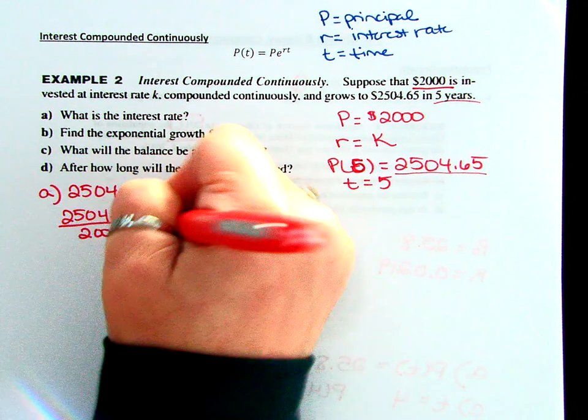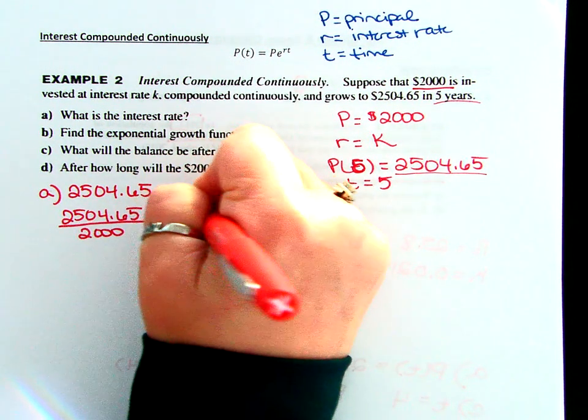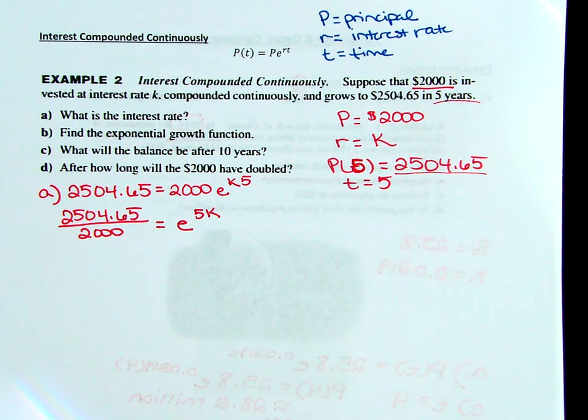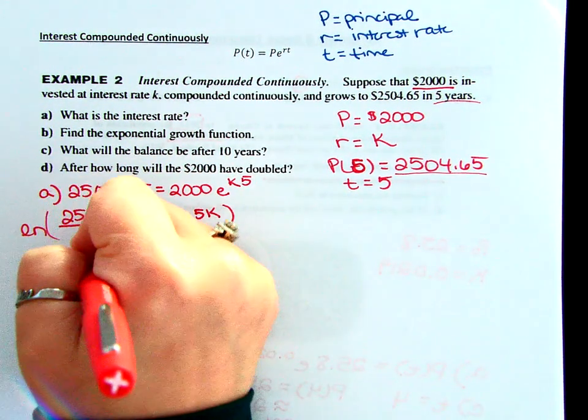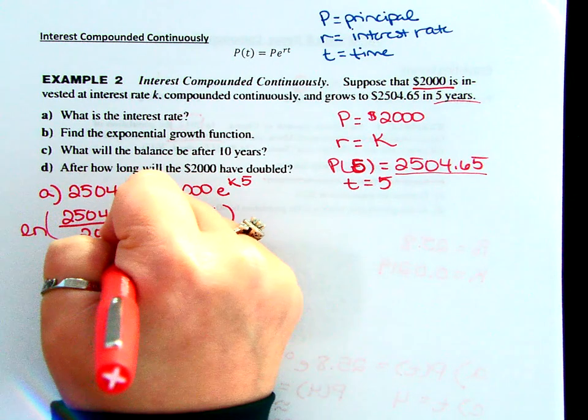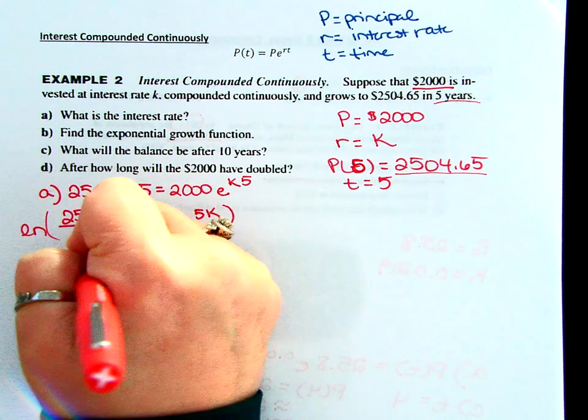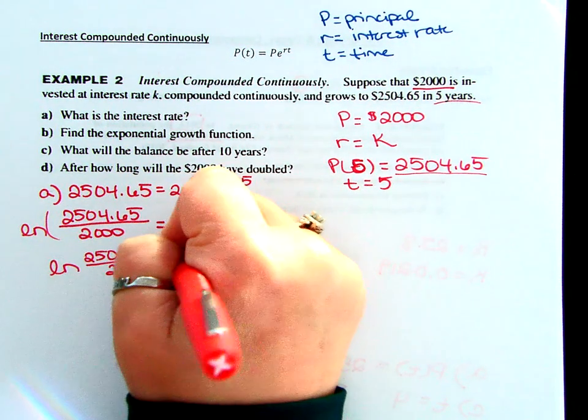Equals e to the 5k. Then what do I do? Not yet. Got to take the natural log. Got to ln everything. So ln of 2504.65 all over 2,000 equals ln of e to the 5k.